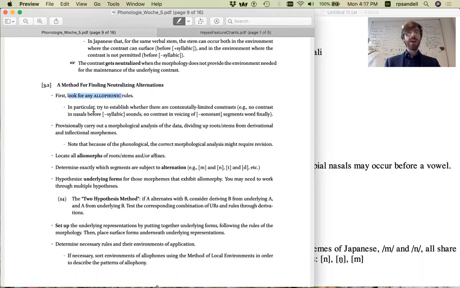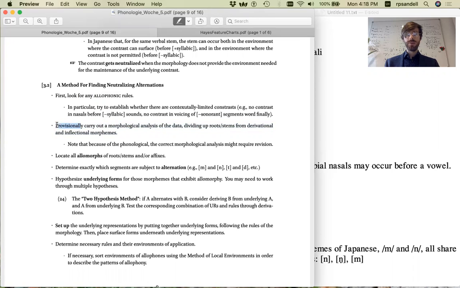And there, in particular, we'll want to try to find whether there are contextually limited contrasts. So for instance, of the types that we've already seen, no distinction in nasals preceding consonants, no distinction in voice in obstruents at the end of words, and so on. After that, we will want to carry out a provisional morphological analysis of the data.